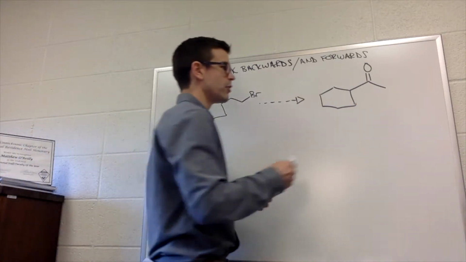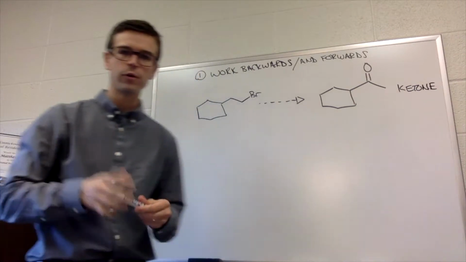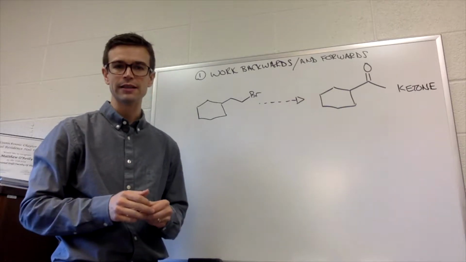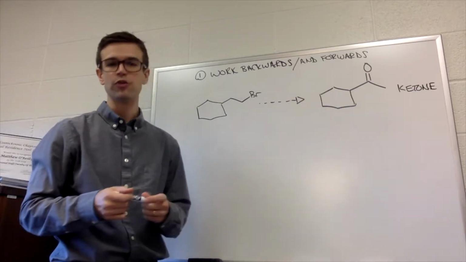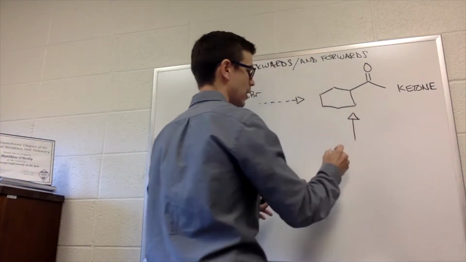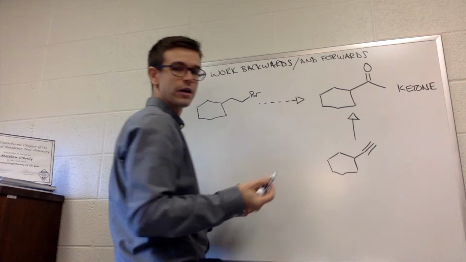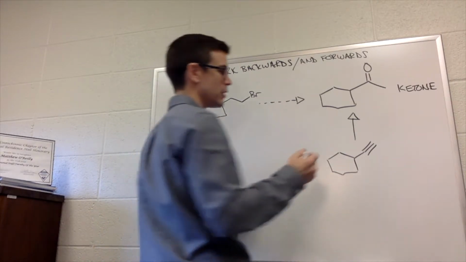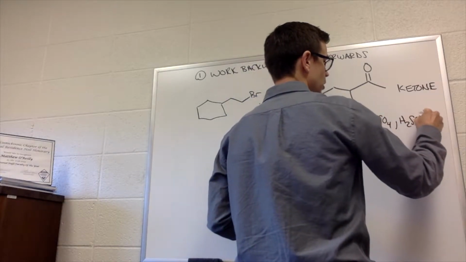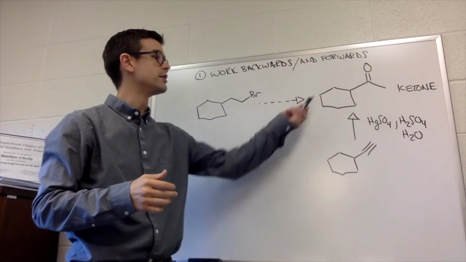So for instance, this final product is a ketone. Right now where we are in organic chemistry, we only know one way to synthesize ketones. The only way to synthesize ketones is by hydration of an alkyne. So we would then know that we can work backwards to an alkyne, and we're going to hydrate that alkyne with sulfuric acid and water. And you can potentially put in the mercury reagent as well. So those are the hydration conditions to go from an alkyne to a ketone.